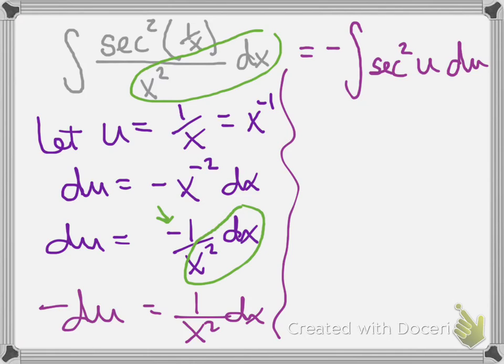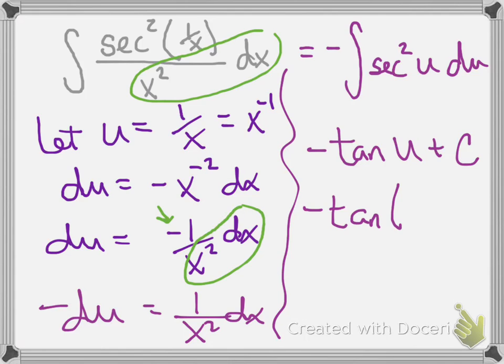We should know that the derivative of tangent is secant squared, and so this becomes negative tangent u. Of course, we're looking for the most general, so don't forget your plus c. And then we just want to leave the final answer in terms of the original variable, so we get negative tangent of 1 over x plus a constant.